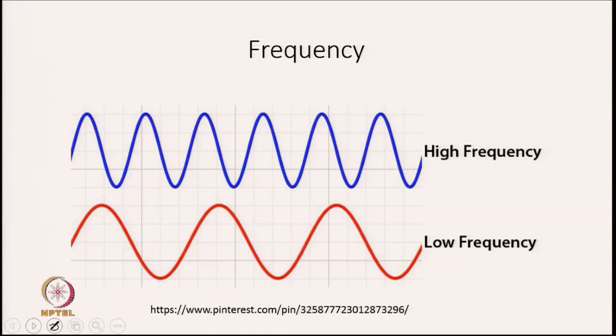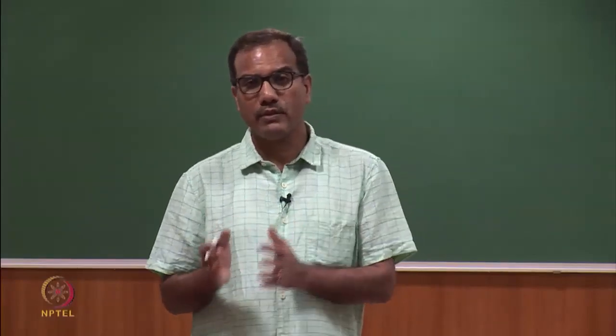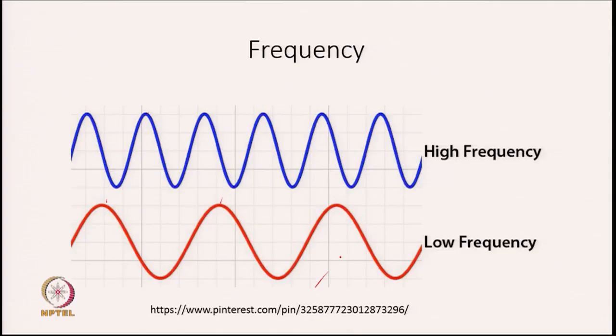Now, just by looking at a wave, you can tell whether it is of high frequency or low frequency. You can see here that if you go from crest to crest for this upper wave, it takes less time compared to the time it takes to go from one crest to another crest in the lower curve. What that means is, during 1 second, the upper wave will complete more cycles compared to the lower wave, and that is why the upper wave is of higher frequency in comparison to the lower wave.